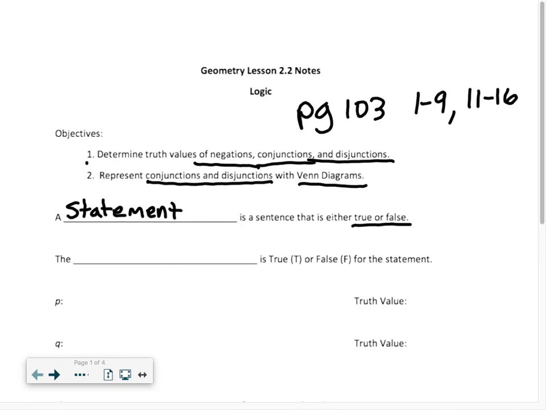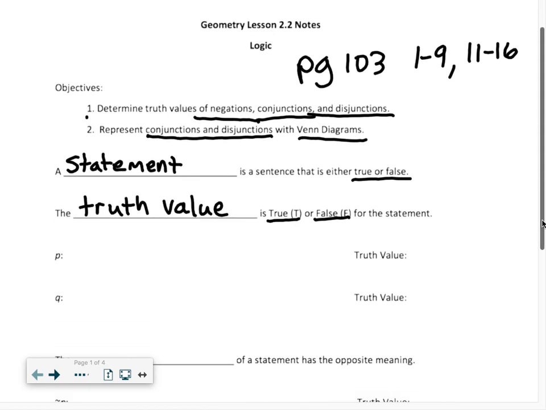Okay, that's what a statement is. Okay, the truth value is true, T, or false, F. So we use T and F to represent true and false. That should be familiar for us. Okay, so let's make a couple of statements here. Obviously I made a kind of goofy one. I have 2 hands. Yes, this is true.